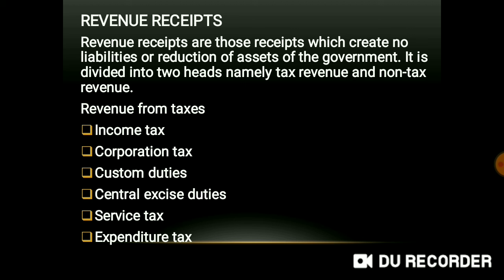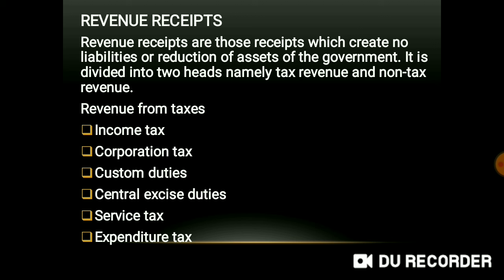Now let us understand what are the different sources of revenue from taxes for the government. There are altogether six sources from the taxes, that is income tax. Income taxes are those taxes which are imposed on the income of the people. The second tax revenue is the corporation tax. Corporation taxes are the taxes imposed on the profits of the companies. The third one is the custom duty. Custom duties are those taxes that are imposed on the imports and the export of the commodities.